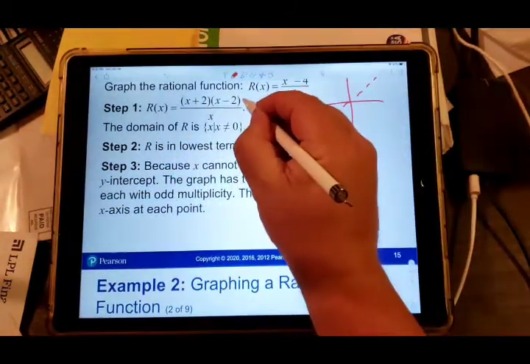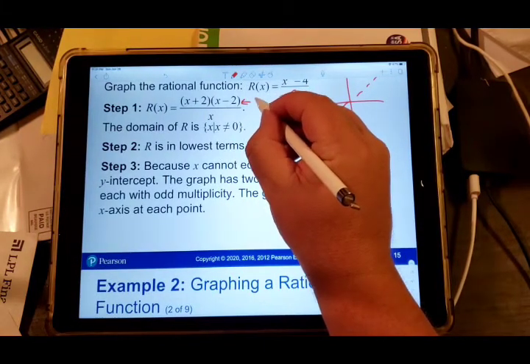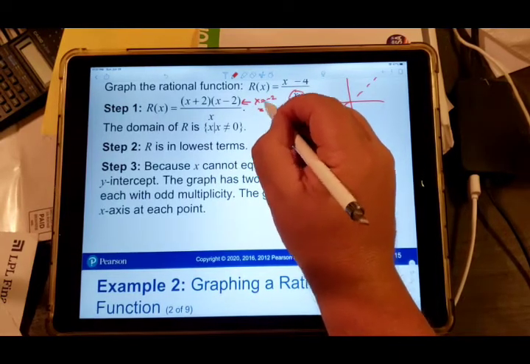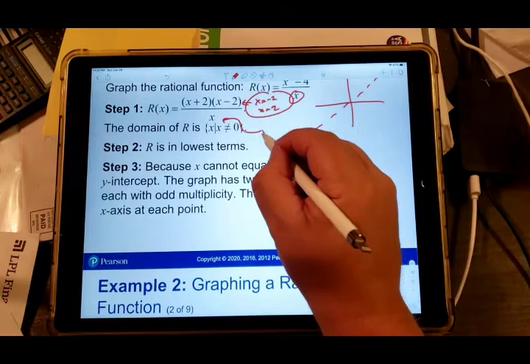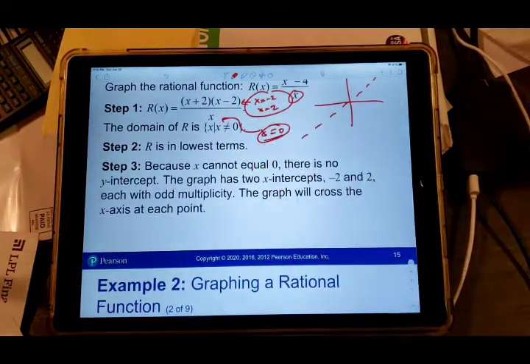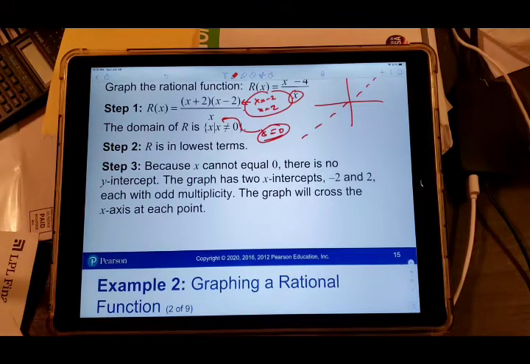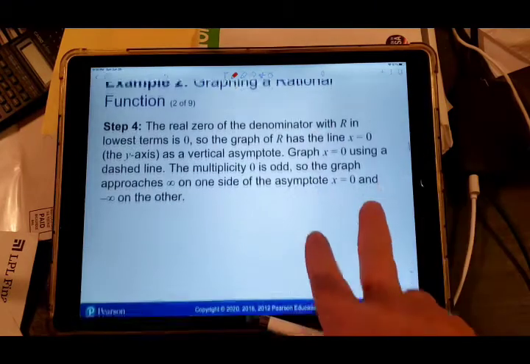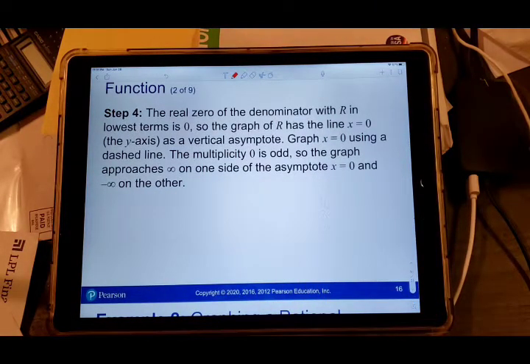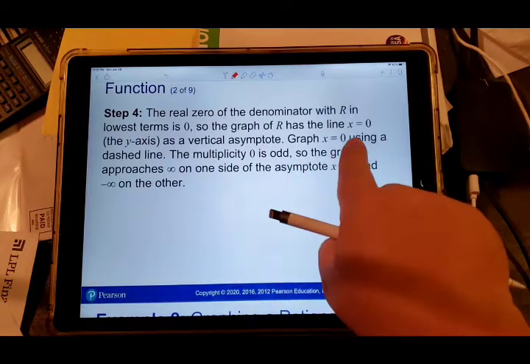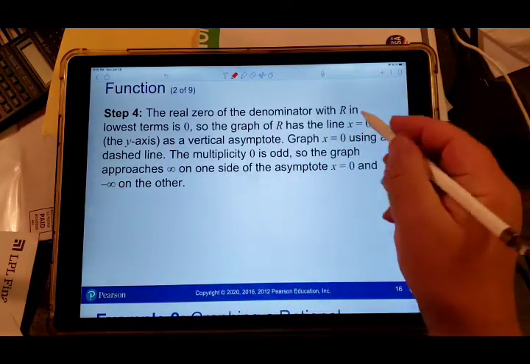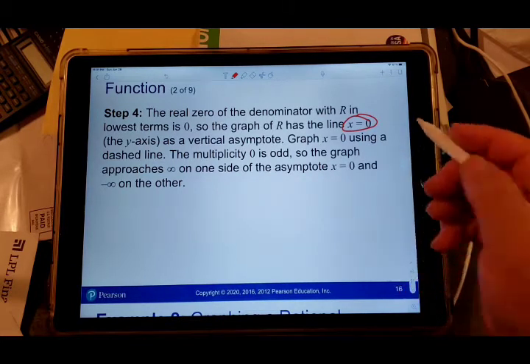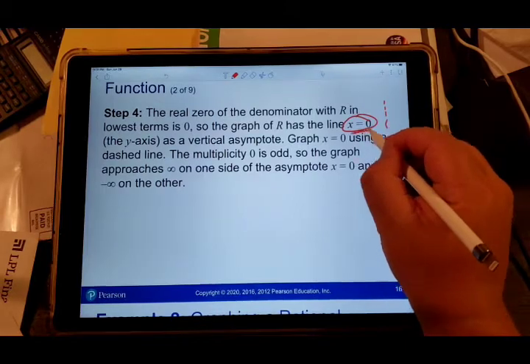But we factor it, set this equal to 0, and that's going to tell us x equals 2, x equals negative 2. Set this equal to 0, x equals 0. Those are the answers to some important questions here. Do you remember, when the numerator equals 0, you get an x-intercept. F of 0 is what they did here. No. When the denominator equals 0, you get a vertical asymptote, namely x equals 0.